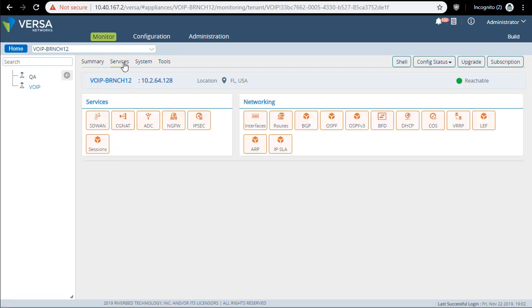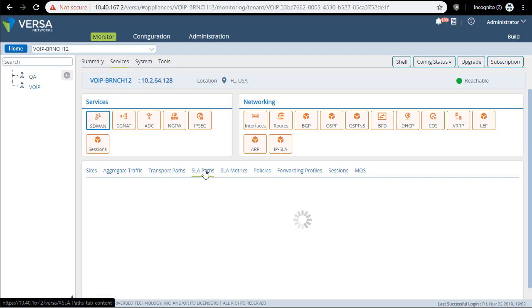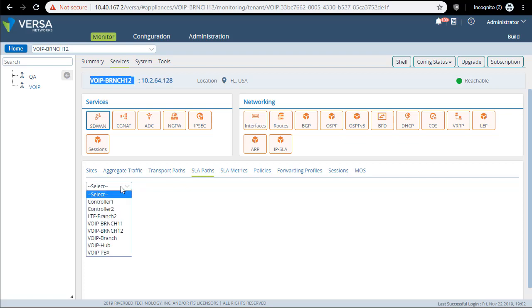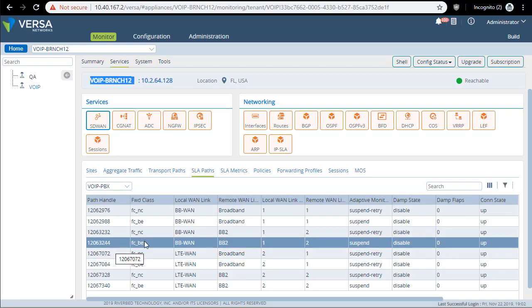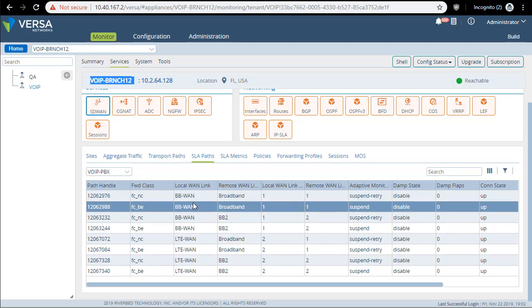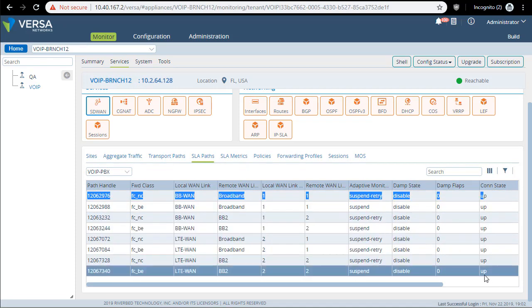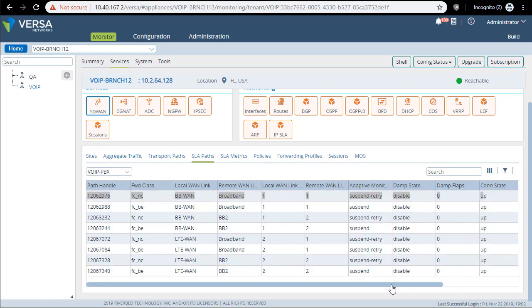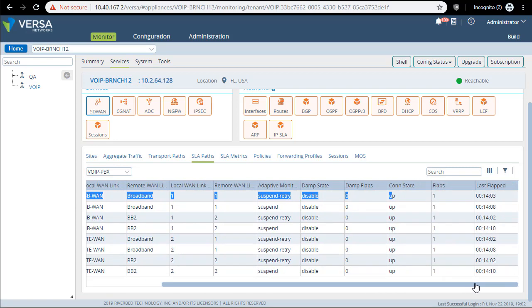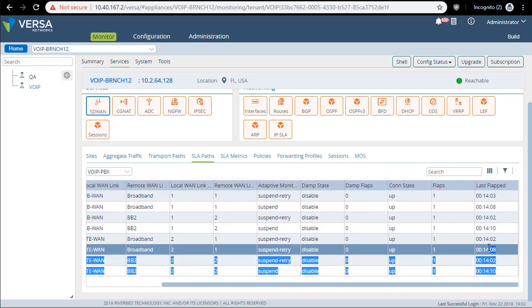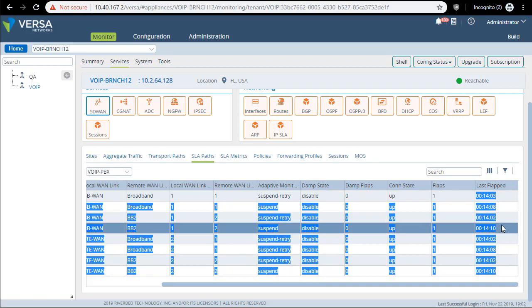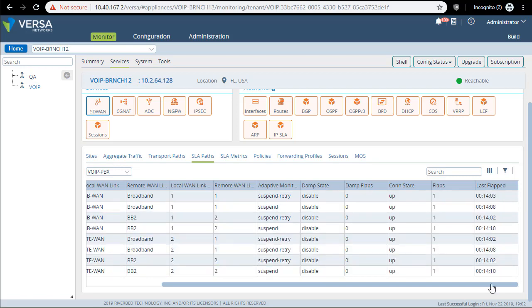To do this, we can go to the services, SD-WAN, and SLA path. We can select that from this branch, voice over IP 12, we want to check connectivity toward the PBX voice over IP SD-WAN device. And right now we see we have multiple available paths. The current state is that they are all up. But at the same time, if we want to see when was the last time there was a problem, we see that all of the paths flapped approximately 14 minutes ago. So it means there is some problem constantly happening on the line.